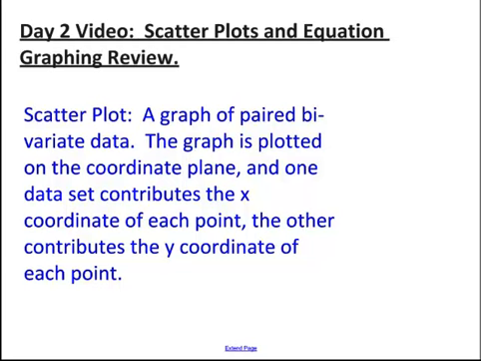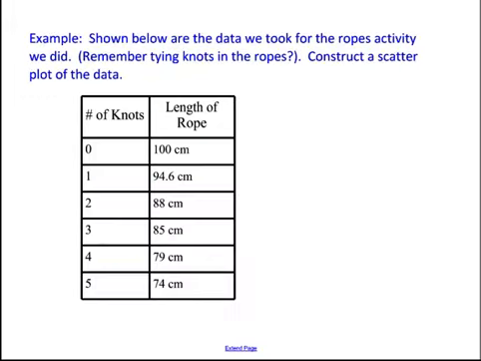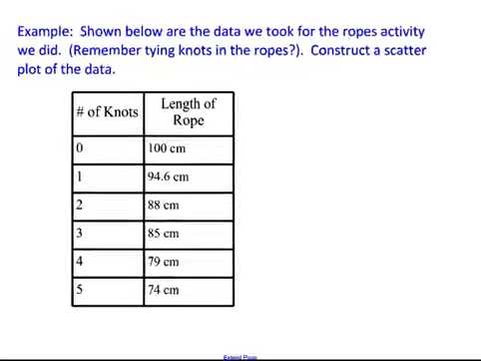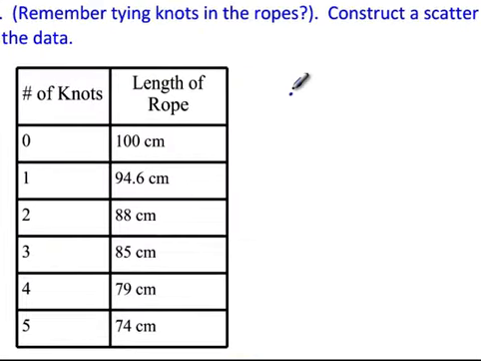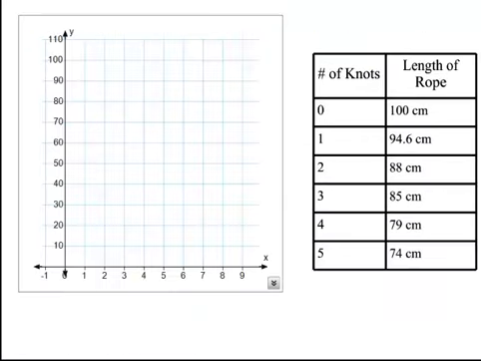The graph is plotted on the coordinate plane. One data set contributes the x-coordinate of each point. The other contributes the y-coordinate of each point. So let's look and see how this works. Way back in the second quarter, we did an activity where we tied knots in a rope, measured the length of it, and looked to see if there was some kind of pattern or relationship. So we're going to construct a scatter plot of that data. We'll do that here on this graph.